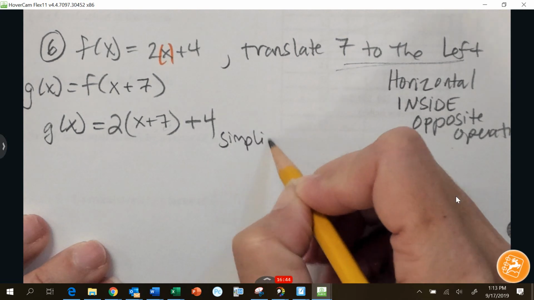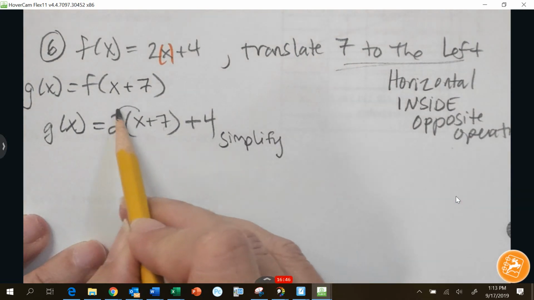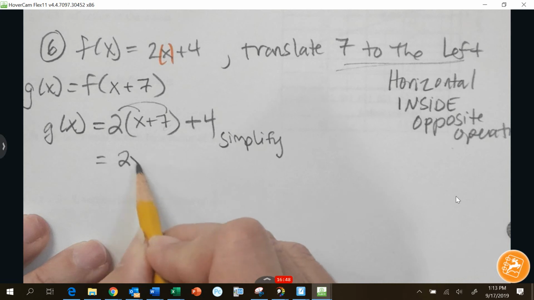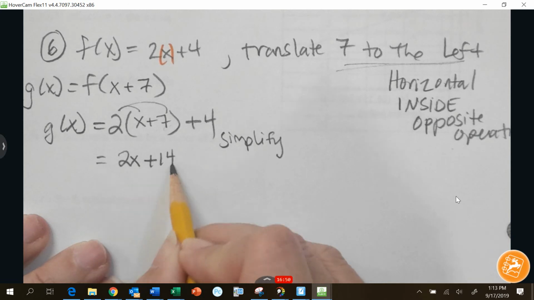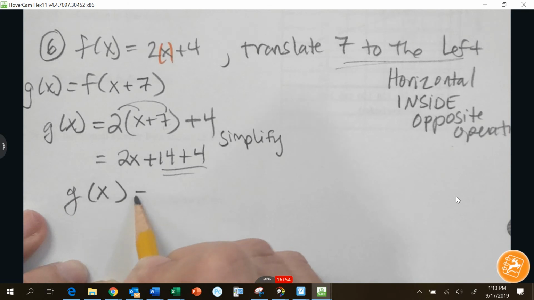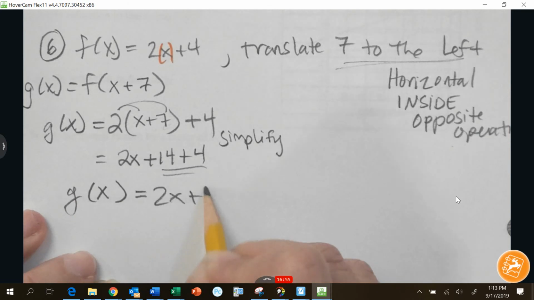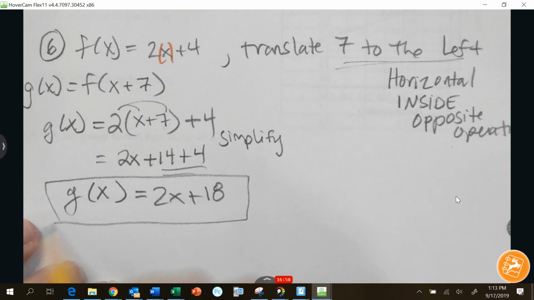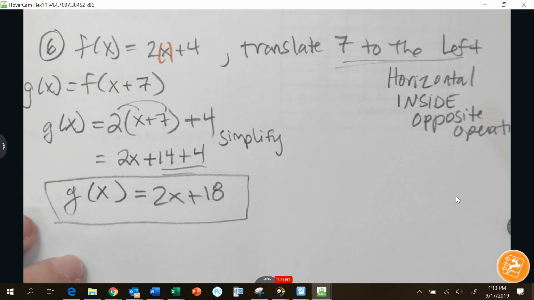What do I do to simplify? Distribute property, and then combine like terms. And we should have 2x plus 18. So that one I went around and helped a lot of people with too.